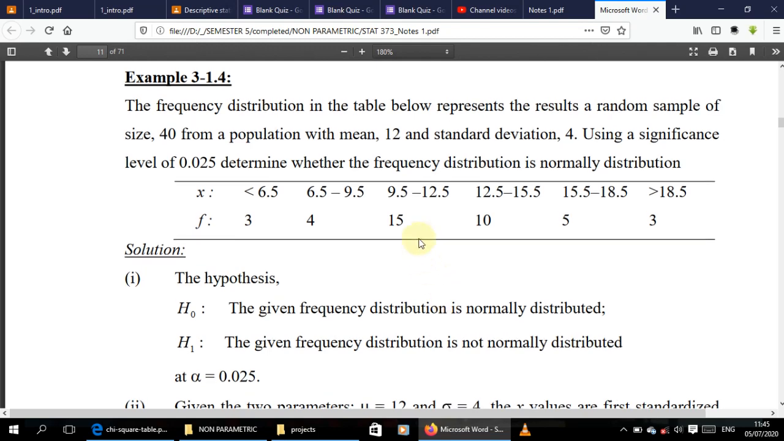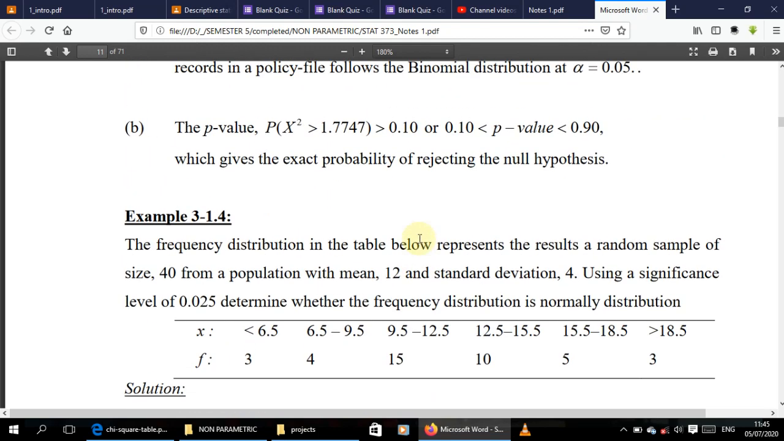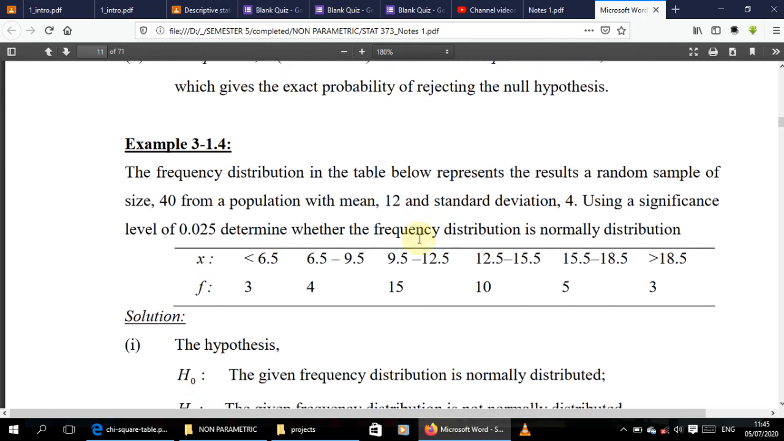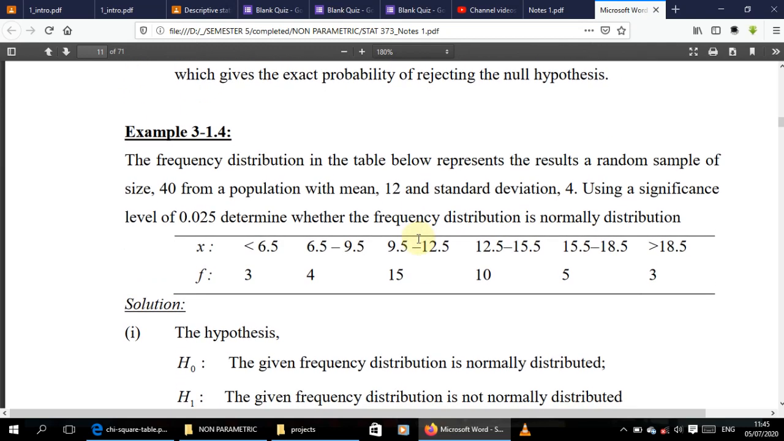So I said we'll go through the normal distribution part. Okay. The normal distribution part is also interesting, so look at this.